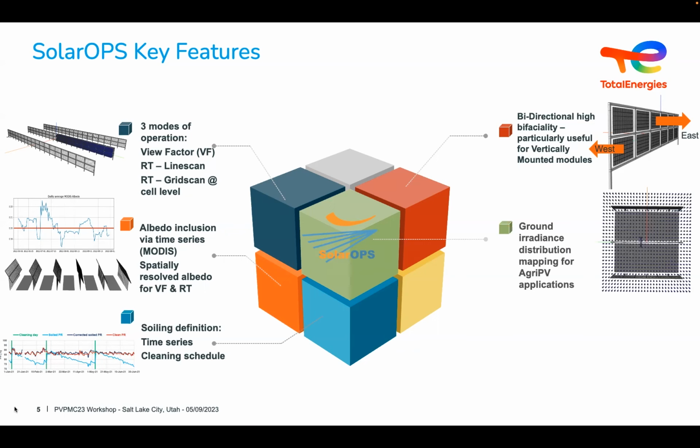Also, we can create maps of the ground irradiance distribution, which is specifically useful for agri-PV applications. And we are working on the automation of design optimization and the uncertainty propagation.